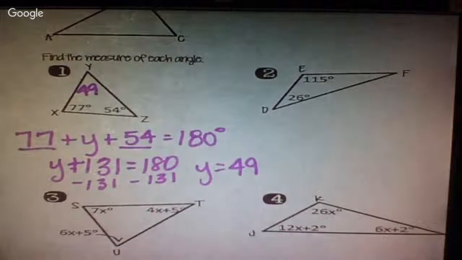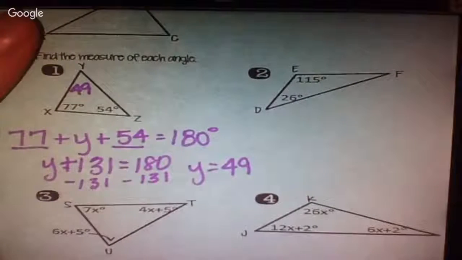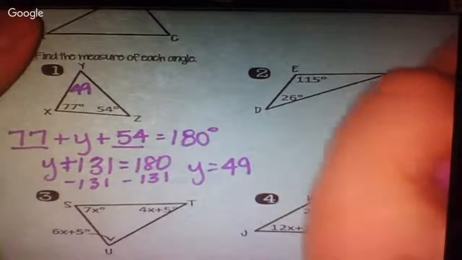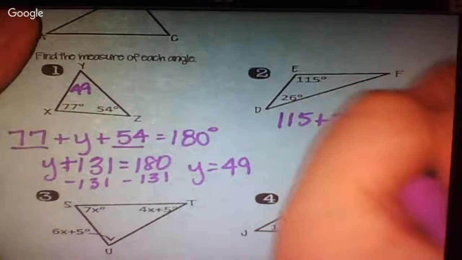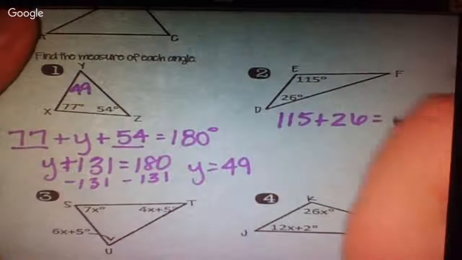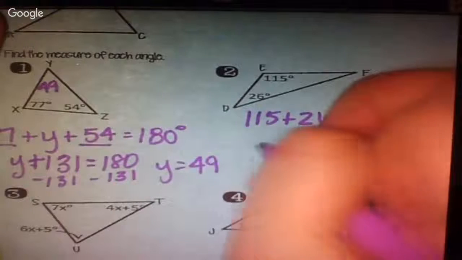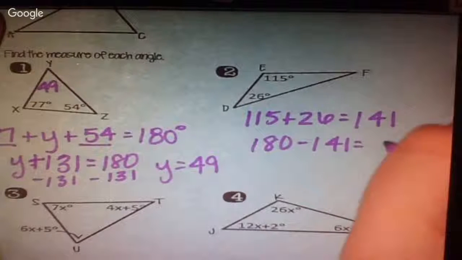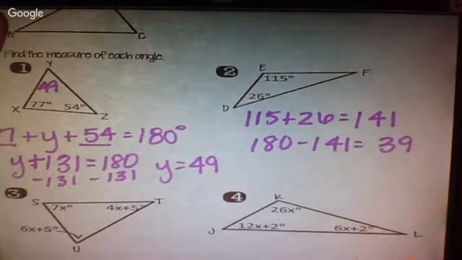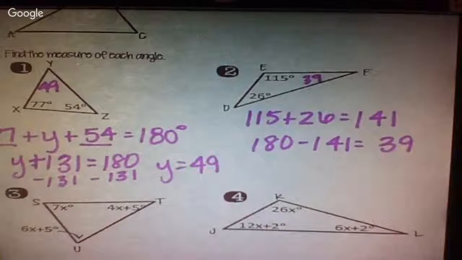Okay, so number 2, let's do it that way. So if they all equal 180, I can add 115 to 26, and that gives me 141. And then I can subtract that from 180. So that means my missing angle is 39 degrees. Okay, so either way works. I don't care which way you do it.